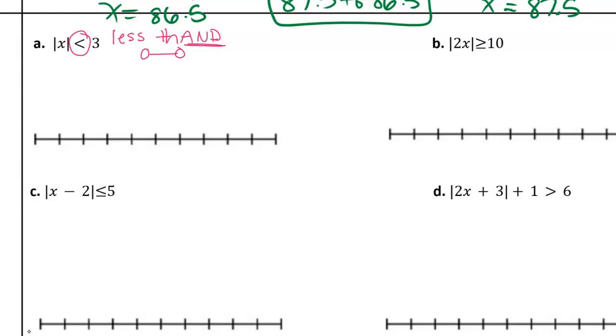Let's look at the next one. We have greater than or equal to. So we're going to have great or, greater. Or is saying that we're going to have two separate sections going towards the outside, going opposite directions of each other. And there is an equal sign, so that will be two shaded in circles.